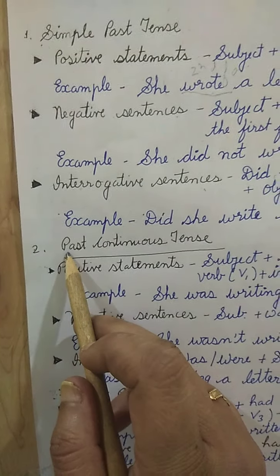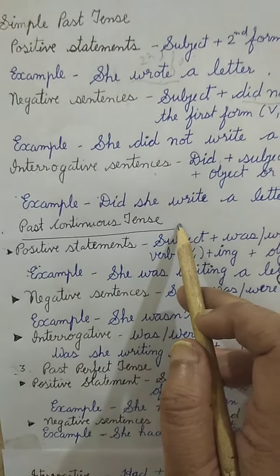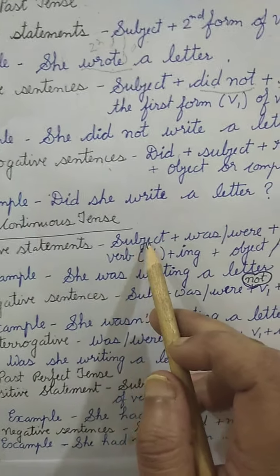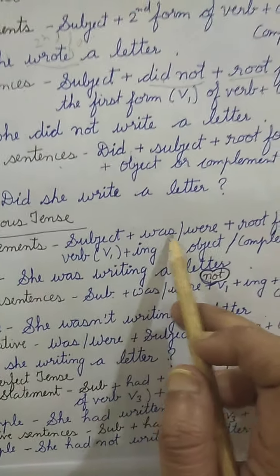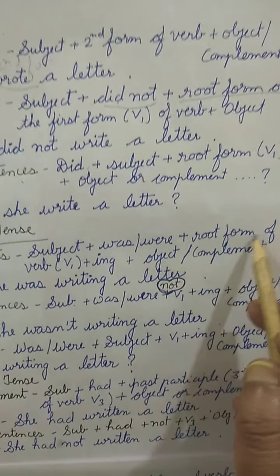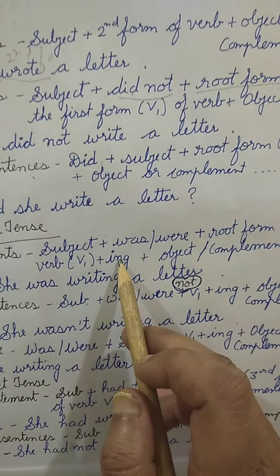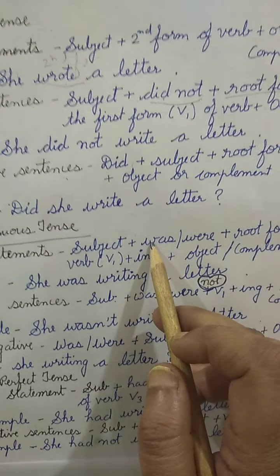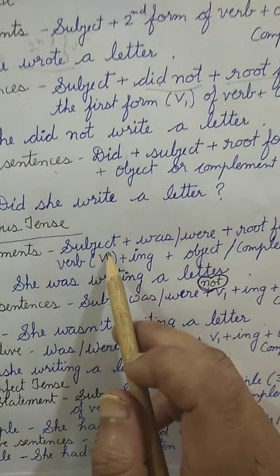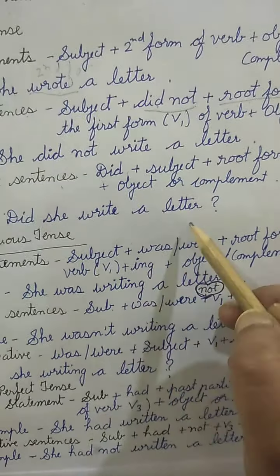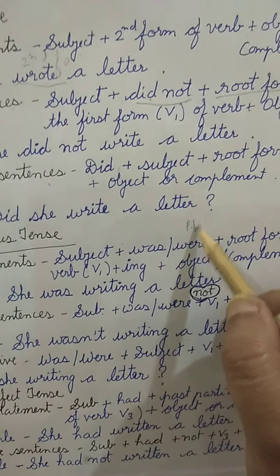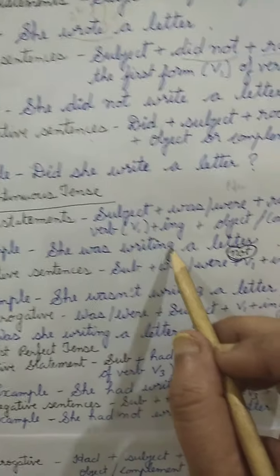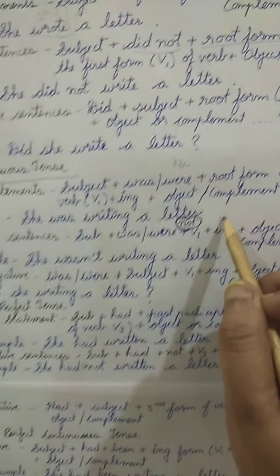Next, past continuous tense. When we speak of positive statement, the construction is subject plus was or were plus root form of verb and ing plus object or complement. We use was when the subject is singular and were when the subject is plural. Okay. Then example, she was writing a letter.